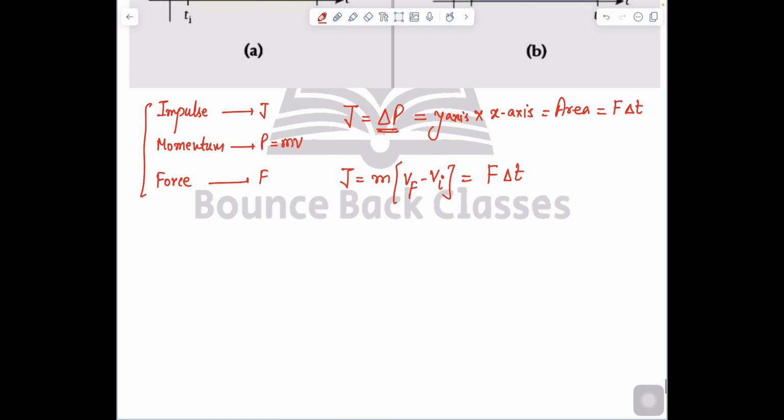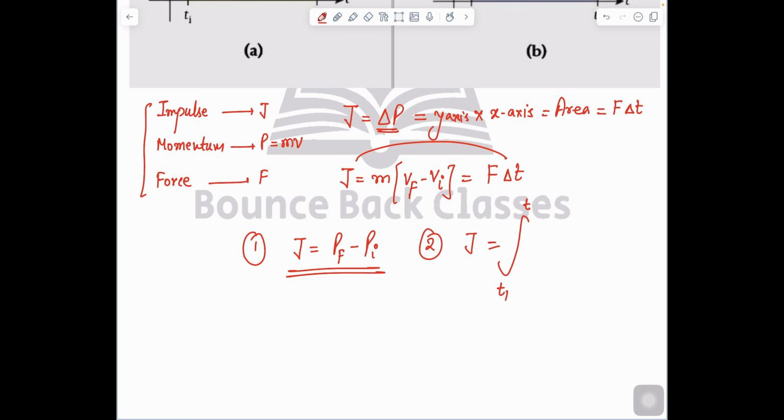So you can just separate them one by one. First relation: J is equal to P final, momentum final, minus momentum initial. This is one formula. Second, if you solve J versus Ft, so integration over a closed path, t1 to t2, even open path also, t1 to t2, F dt. These are the two ways to solve the impulse, and we can make a relation with the change in momentum and the average force.